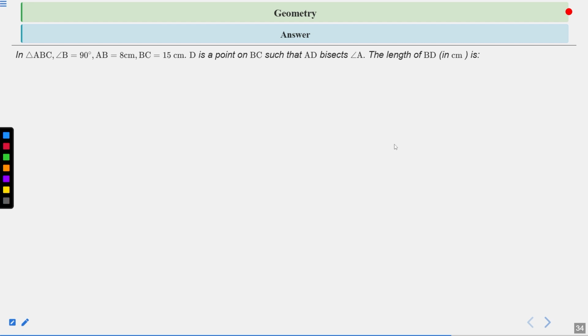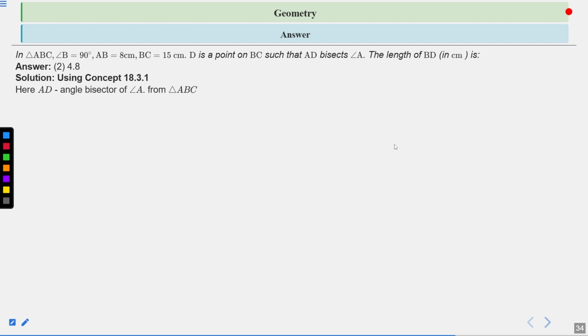We need to calculate the length of BD. We can easily calculate it. The correct answer of this question is the second one, which is 4.8 centimeter. Now see the detailed solution using concept 18.3.1 in this question.